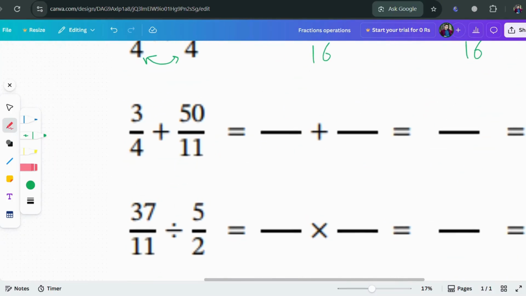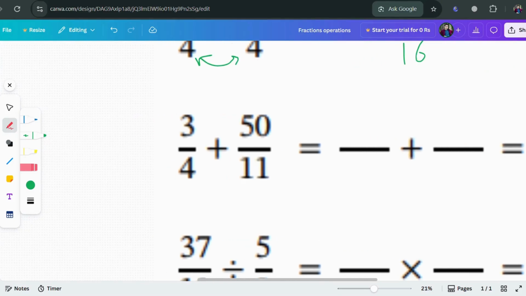Now we have one other question available for addition. 3 over 4. So what I'm going to do for this one, I'm going to multiply with the 11 both ways. So this one I'm going to multiply with the 3. So 3 times 11 is 33. 11 times 4 is 44.